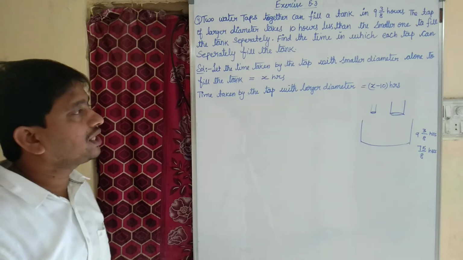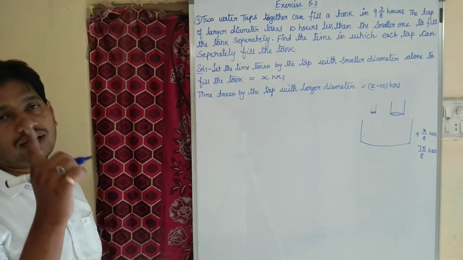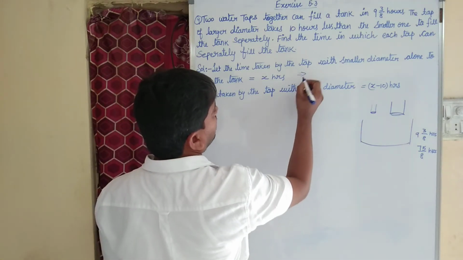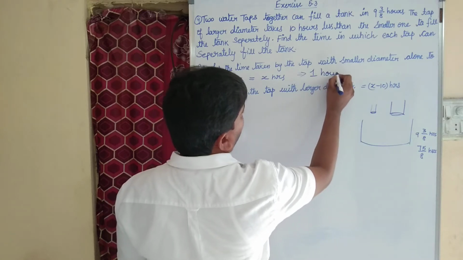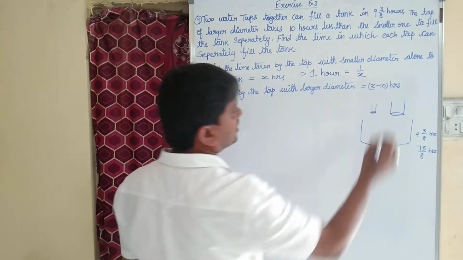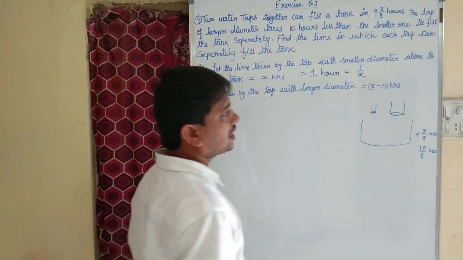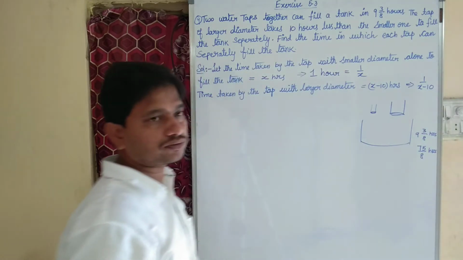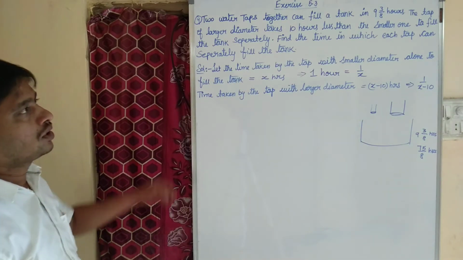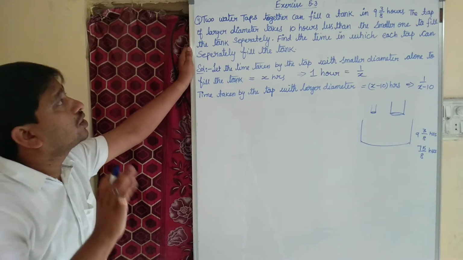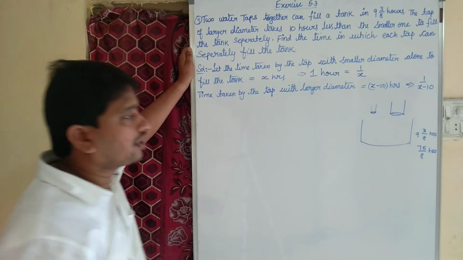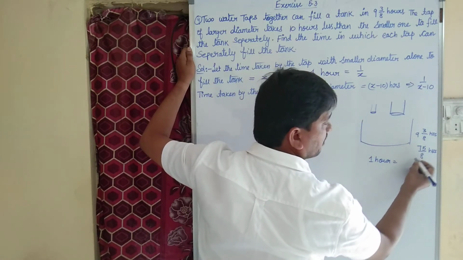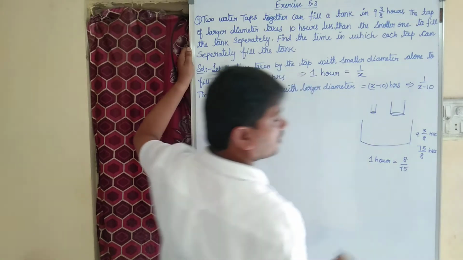Right? So when we are doing this type of problem, we need to work for 1 hour, children. The tap with smaller diameter fills the tank separately in 1 hour is 1 by x. The tap with larger diameter fills in 1 hour is 1 by x minus 10. And the two taps together can fill the tank in 1 hour: here it is 75 by 8, so this will become 8 by 75.